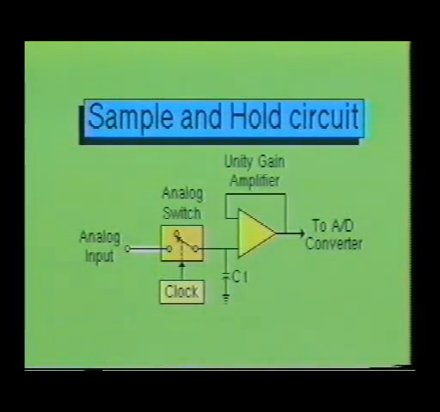As you can see, by using a sample and hold circuit at the input of the AD converter, the quantizing error has been greatly reduced or completely eliminated. This is due to the fact that the input voltage to the ADC stage remains constant during the conversion time period.